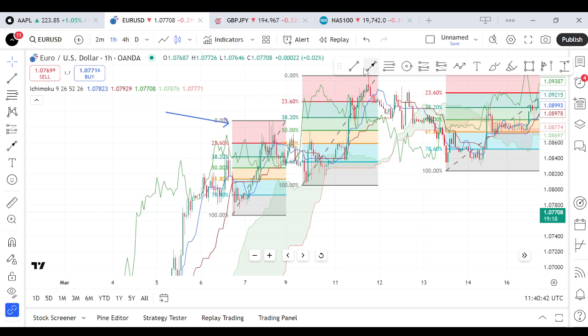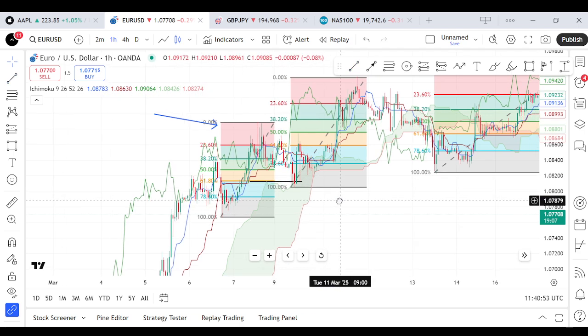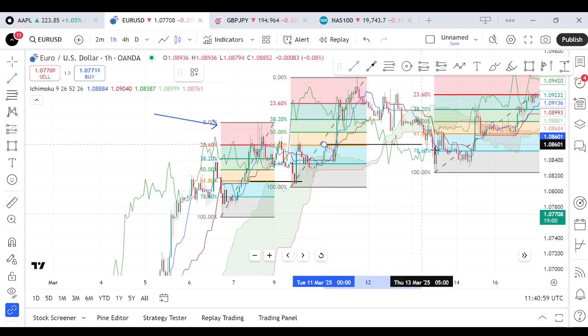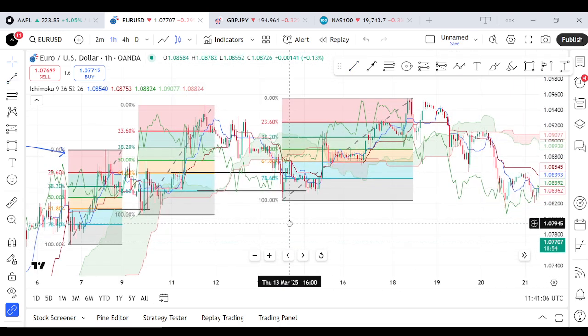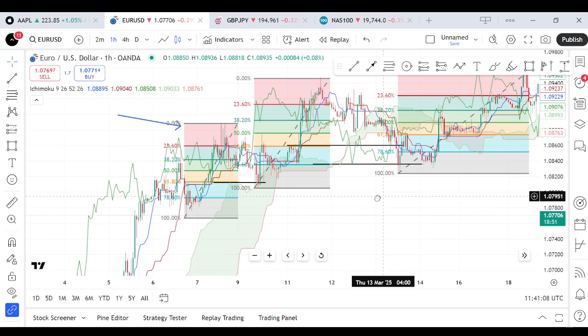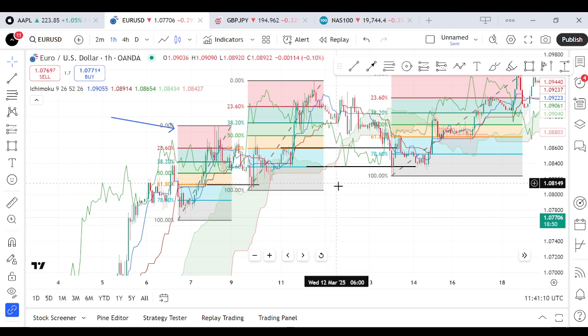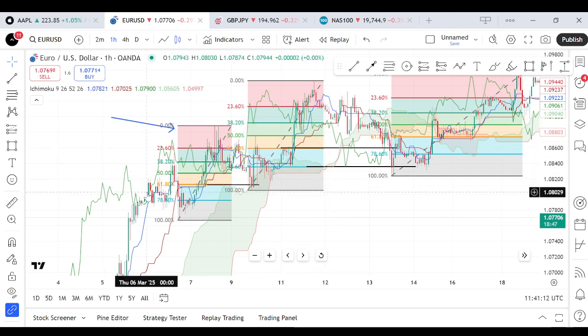So you can see here we have price reacting off of the 61.8%. We have the 61.8% here for this swing. We have price reacting off of that. Also, we have price reacting off of the 61.8% here. Actually, it went all the way down to the 78.6% here. So that is how you can use the Fibonacci and the Ichimoku Cloud.